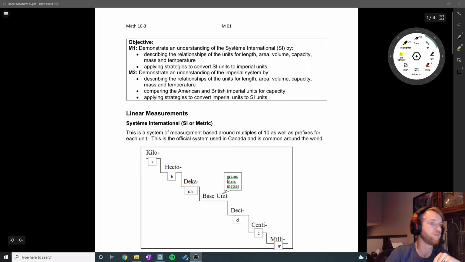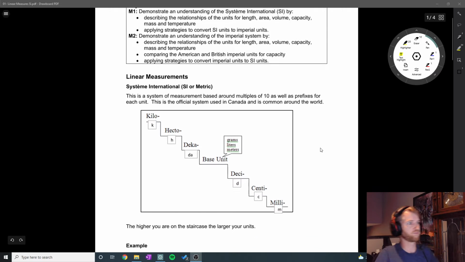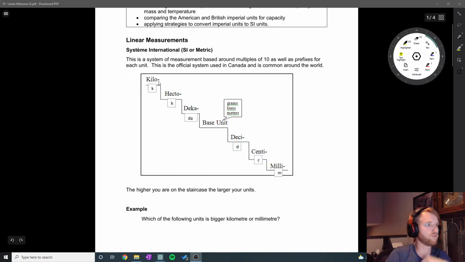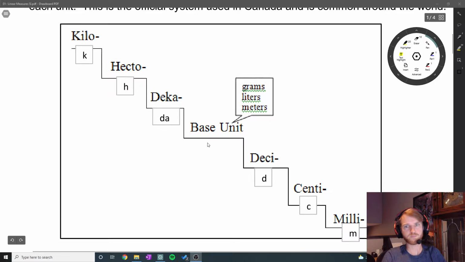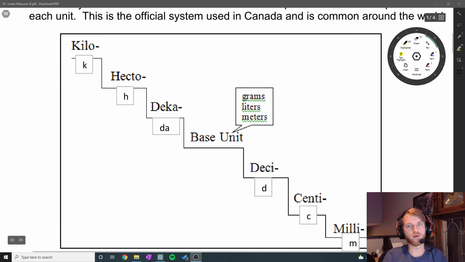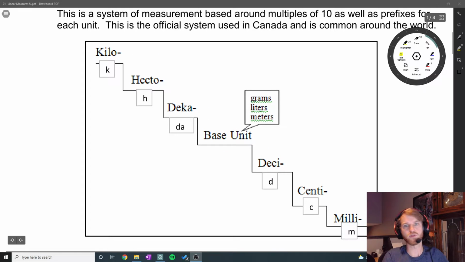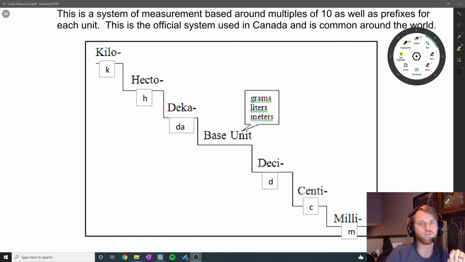And you'll see why, and you'll come to appreciate it as we have to do imperial system conversions in the next lesson. So this is a representation of the metric system here. This diagram here, I'll zoom in a little bit for you. Here we have a whole bunch of different units, and these are the ones that we're going to use in our everyday life. Let me break down what this means here.